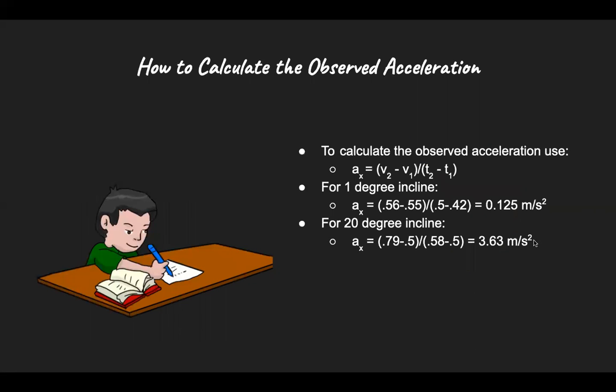Here we have how to calculate the observed acceleration, and we use this formula, which was the final velocity minus the initial velocity divided by the time change. And for the 1 degree incline, we inserted these numerical values and received 0.125 meters per second squared. And for the 20 degree incline, we inserted these numerical values to receive 3.63 meters per second squared.